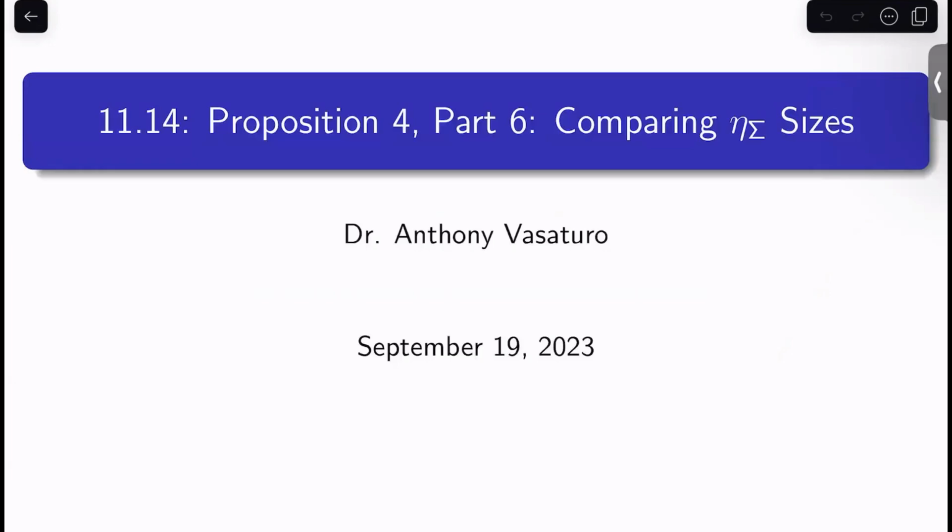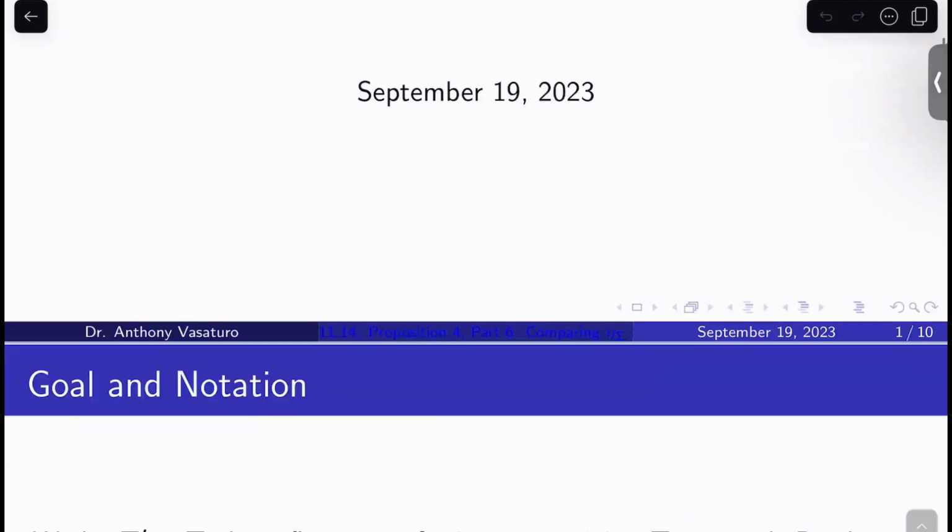Today we're finally going to be able to prove proposition 4 after several videos of work, assuming a couple of things that we'll prove later. That proposition, I'll invite you to go back and check, is on comparing the size of the congruence modules eta sub sigma as sigma grows. So let's get into this.